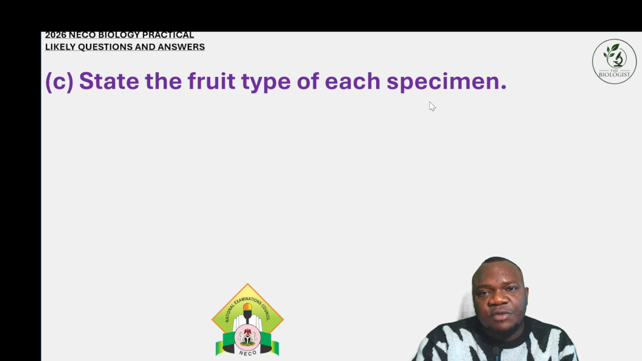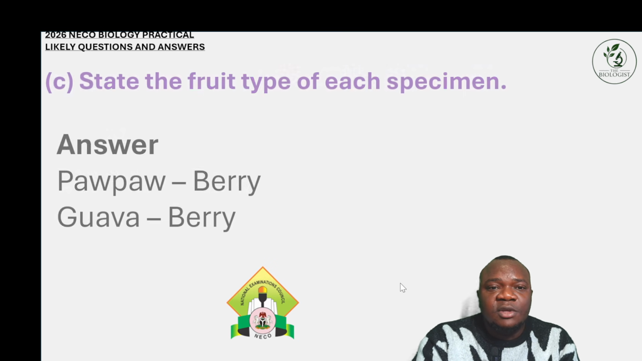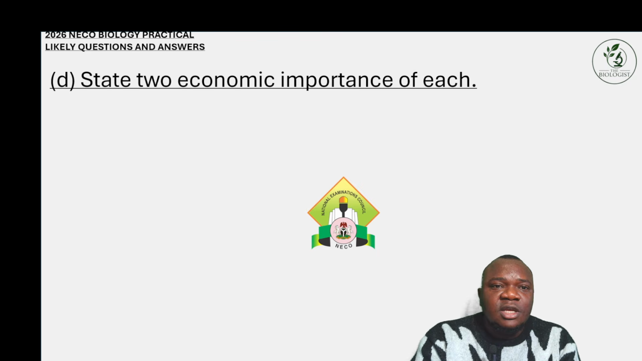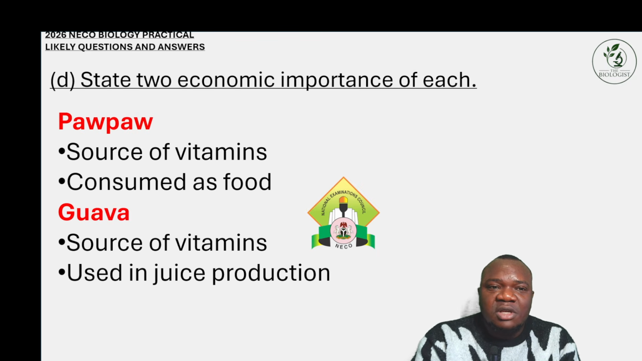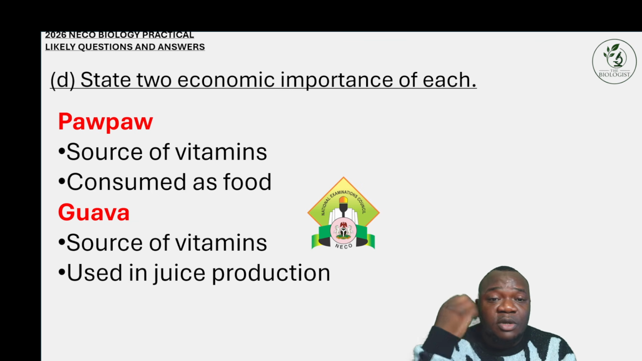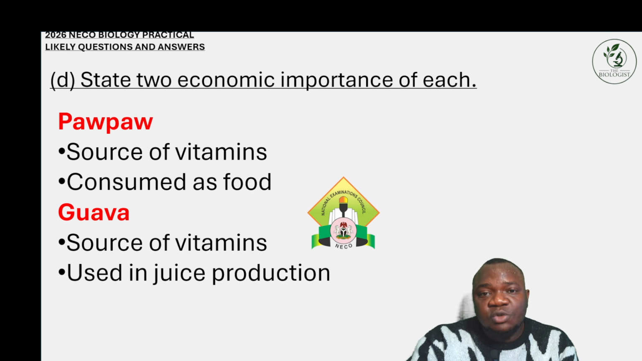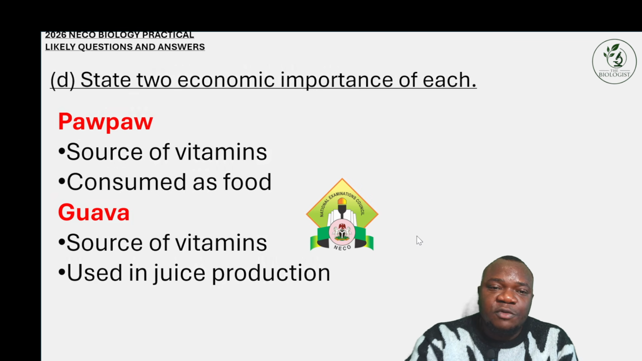Still on the fruit type of each of these specimens. So pawpaw is a berry and guava is also a berry. So they have the same fruit type. Then the economic importance of each. Yeah, they both have vitamins and they are consumed as food. So guava can be used in juice production. All right, where you make a lot of healthy juice that helps the body to perform properly.